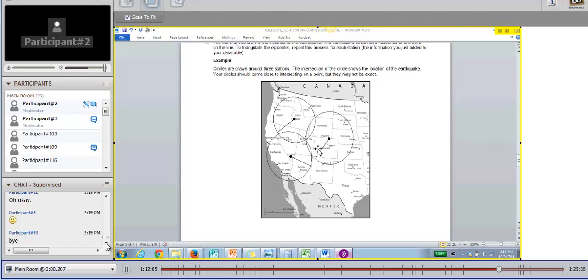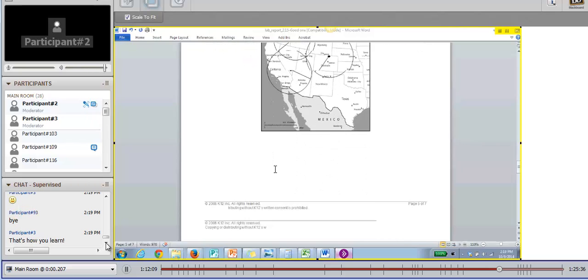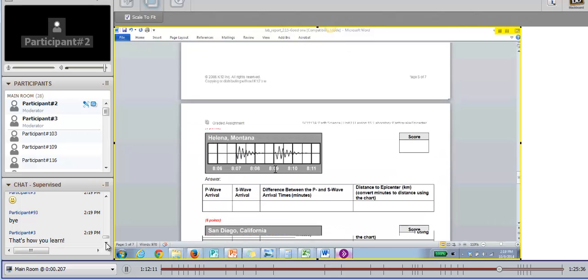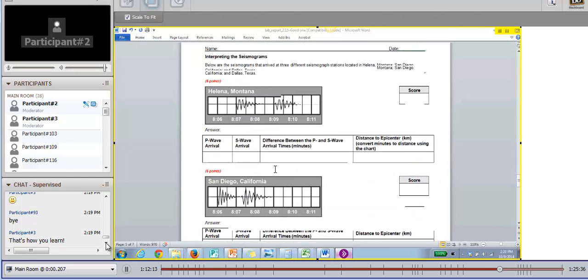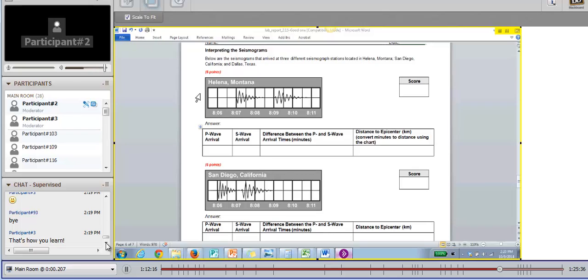So they've done an example for you. They've drawn those 3 circles for you. Now it's your turn to do it. So they have given you the seismograms that arrived at 3 different seismograph stations located in Helena, Montana, San Diego, California, and Dallas, Texas.